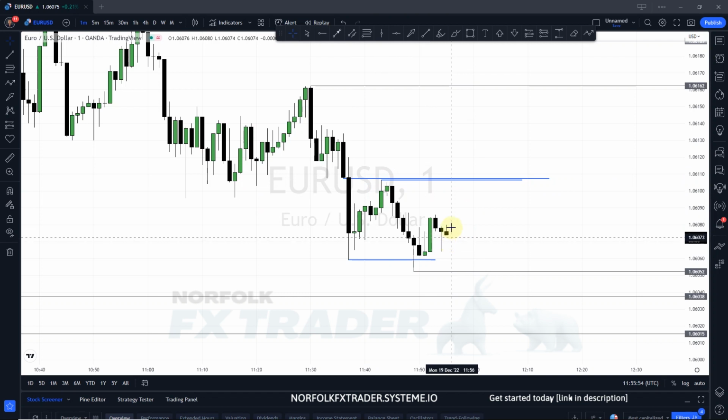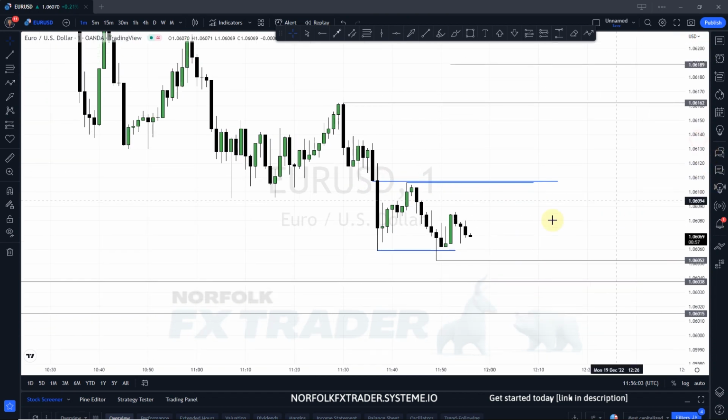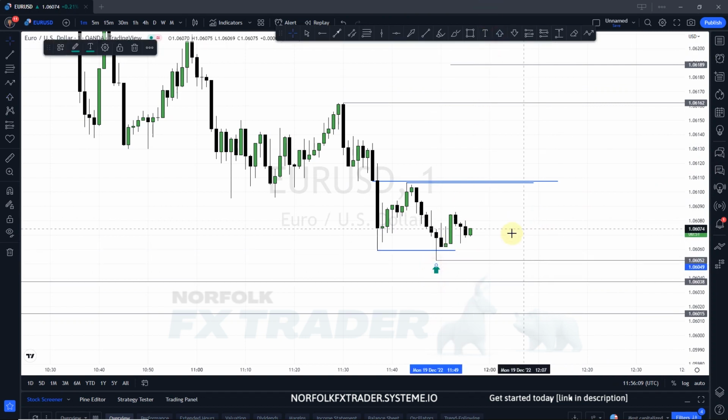So price may want to push up here, wick through this high, and fill this imbalance before we see it drop down. Now, of course, this may not happen, and we could see price want to go straight down, but this manipulation right here in the market shows me a potential push higher.